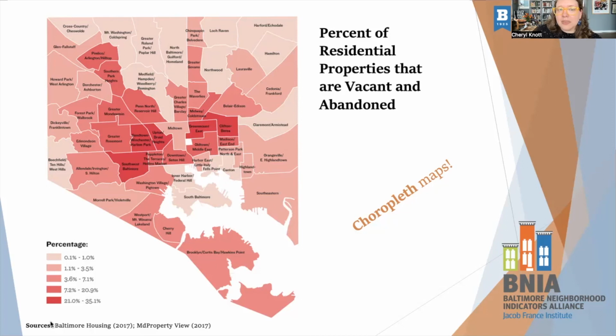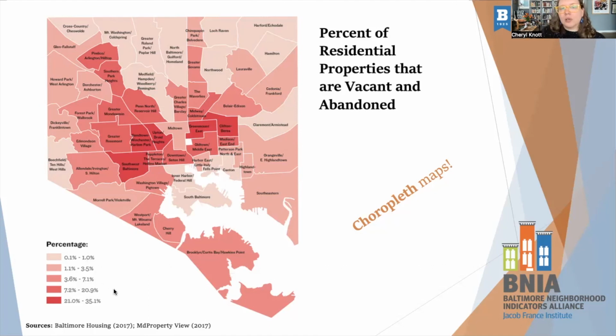And on this map, the lightest shades of this pinkish red have the lowest percentage of residential properties that are vacant and abandoned. These darkest colors in West and then East Baltimore have the highest percentages. Oftentimes, choropleth maps use around 5. The standard is between 3 and 7 different classes or categories in representing data.